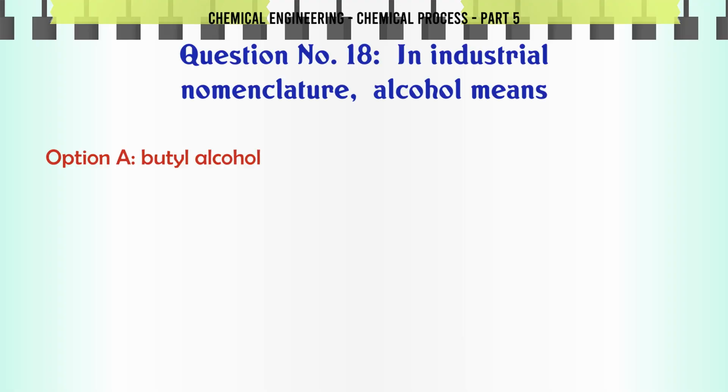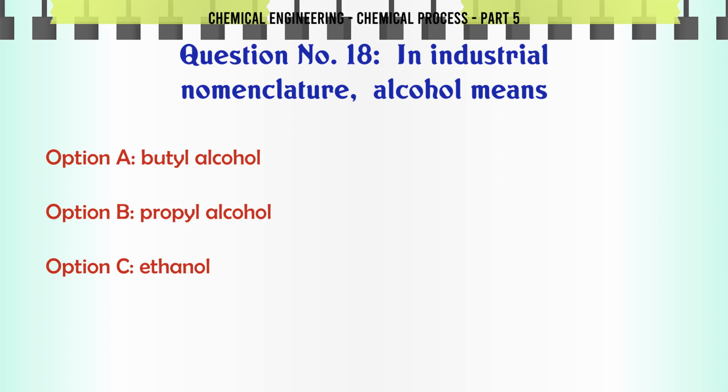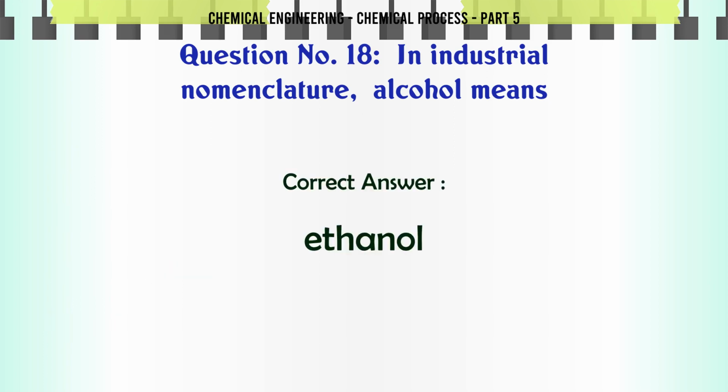In industrial nomenclature, alcohol means A. butyl alcohol. B. propyl alcohol. C. ethanol. D. methyl alcohol. The correct answer is ethanol.